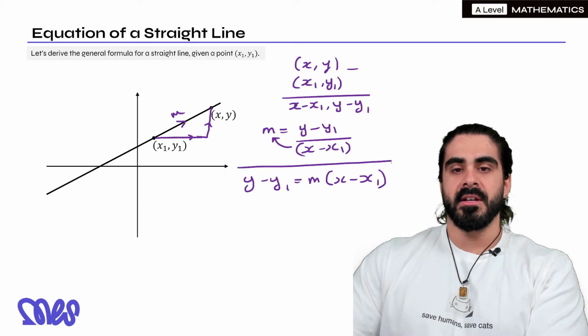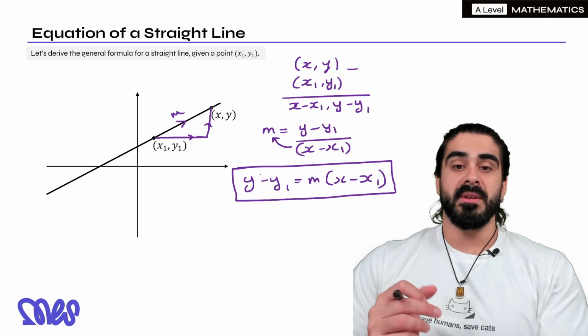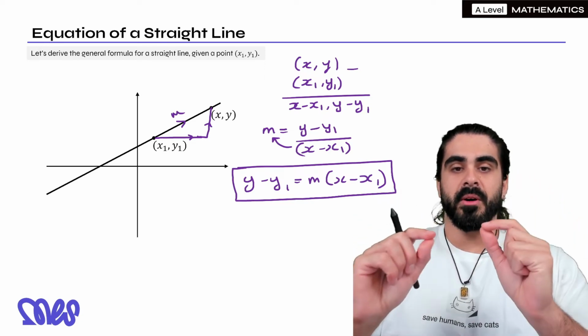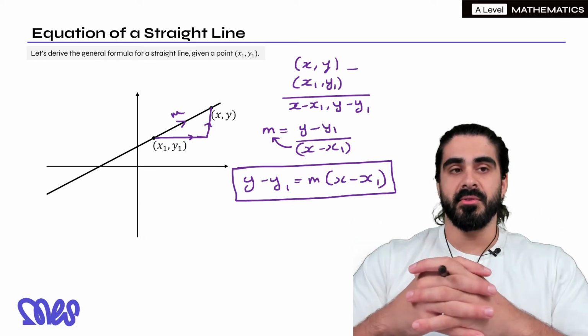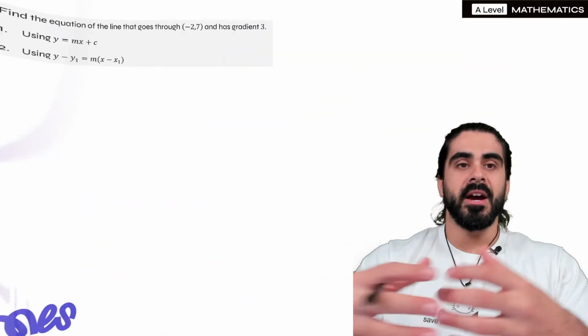And this is the general formula for a straight line, which means if you know a coordinate, you just sub it in as your x1, y1, and then you're done, basically. So there's nothing more else you need to do apart from expand brackets potentially. So let's see how it works in practice.